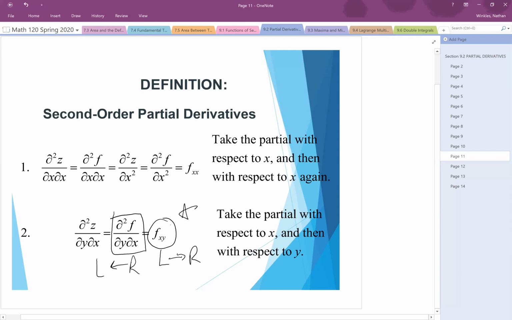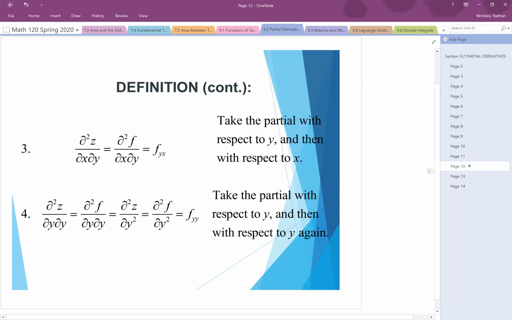I like the f notation better because it's just like reading a book. You read left to right here in America. So as long as we're doing that, we're good. That's the way I like to see it. We can also have d2z over dx dy equals d2f over dx dy, which is f sub yx. Take the partial with respect to y, then with respect to x.